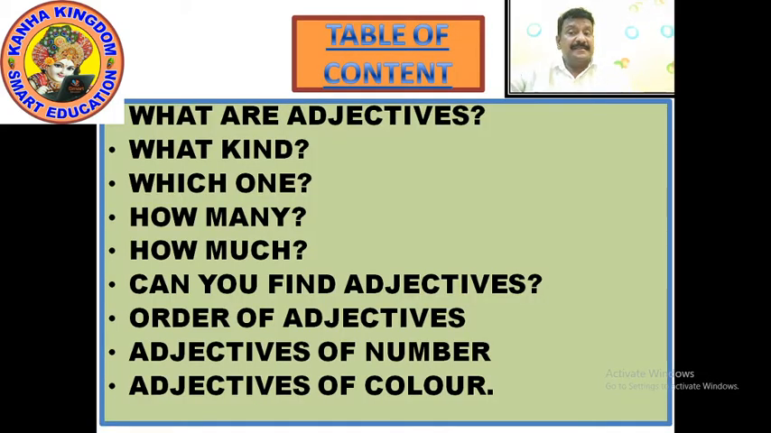So, in the first table of contents we had done what are adjectives, how do you define it, what questions arise, how to locate a noun, how to find an adjective. What are adjectives? Adjectives are the describing words. They describe more about a noun. We have seen how it differs with color, how it differs with numbers, how a particular noun is described by the adjectives.